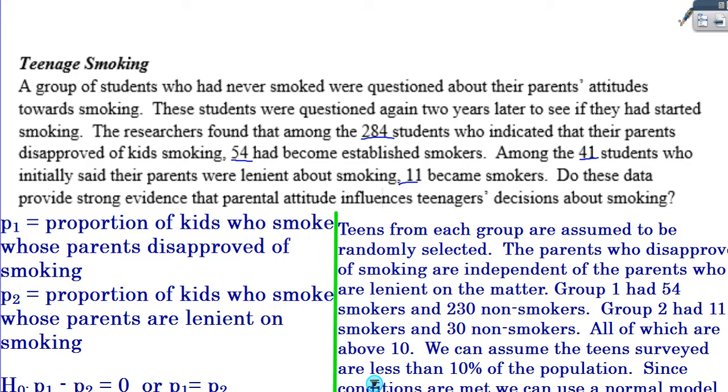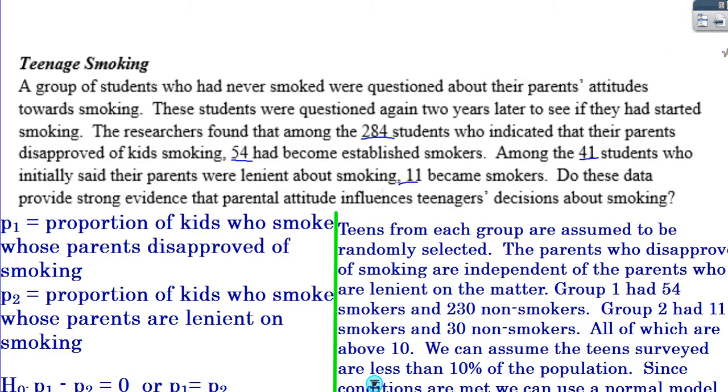So this first problem says a group of students who had never smoked were questioned about their parents' attitudes toward smoking. These students were questioned again 2 years later to see if they had started smoking. The researchers found that among the 284 students who indicated that their parents disapproved of kids smoking, 54 had become established smokers. Among 41 students who initially said their parents were lenient about smoking, 11 became smokers. Do these data provide strong evidence that parental attitude influences teenagers' decisions about smoking?